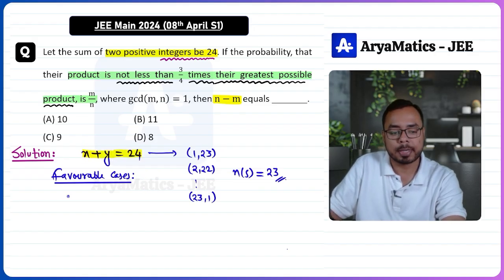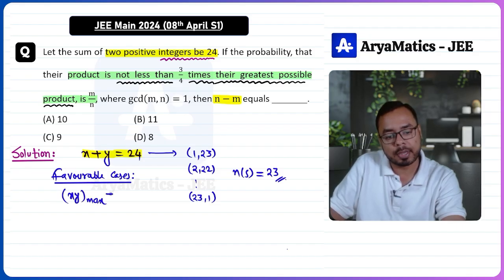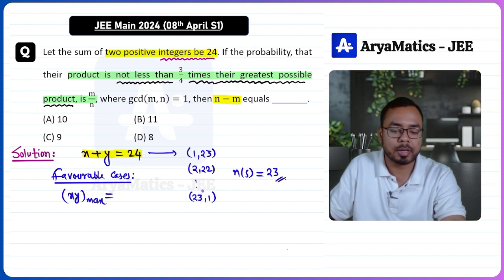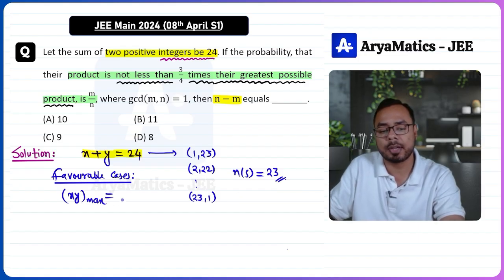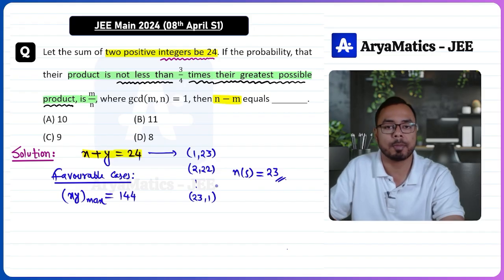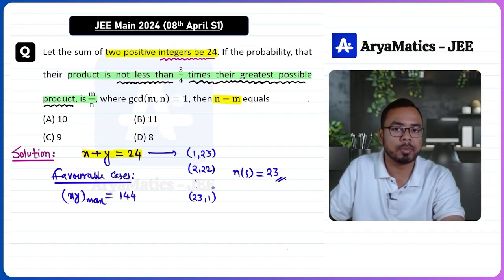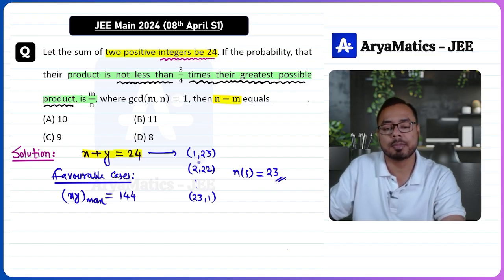That means the maximum value of x into y. Out of these 23 cases, you will get the maximum x into y when x is 12 and y is 12, right? Clearly you can see that if I take x 12, y 12, then the product will be 144. If you take x 13, y 11, the product will be 143. If you take x 14 and y 10, the product will be 140, and so on. So the product is maximum when you make the two numbers equal, right?